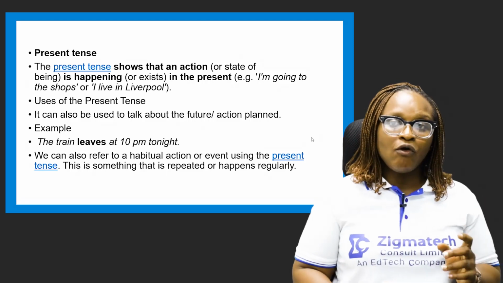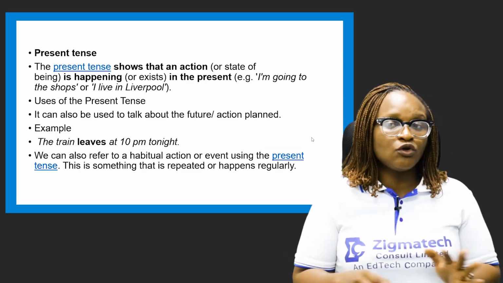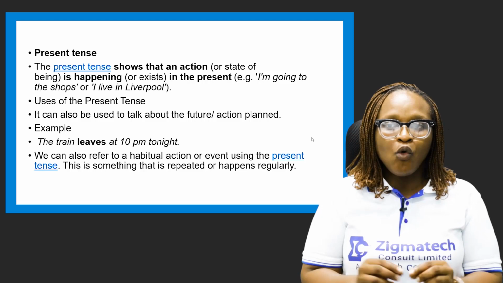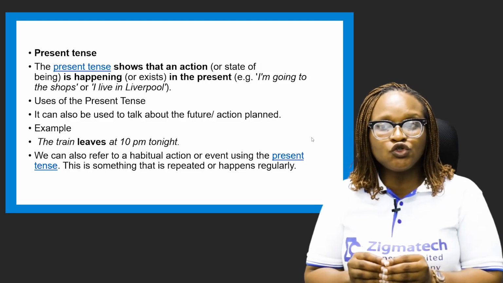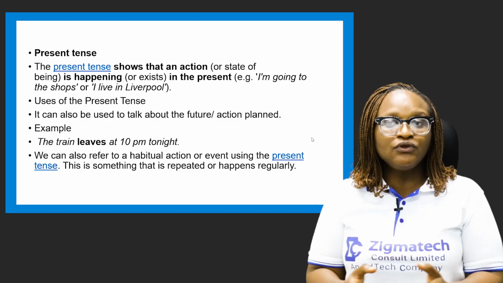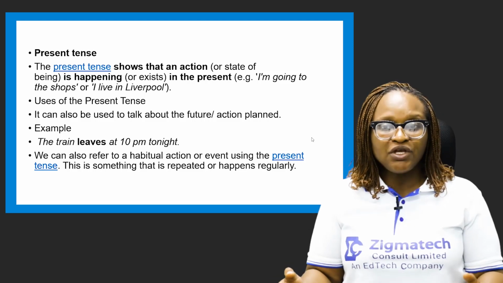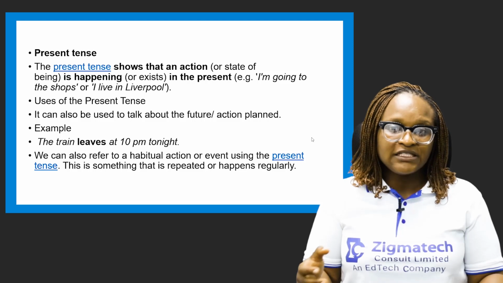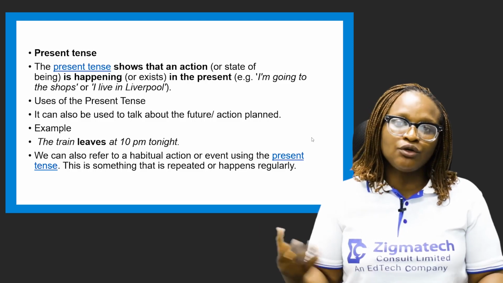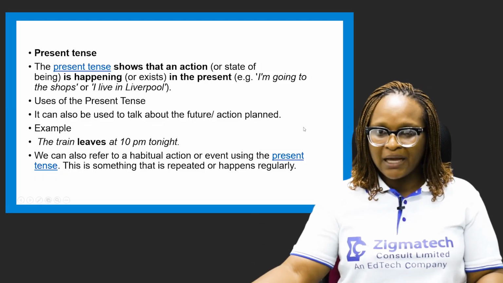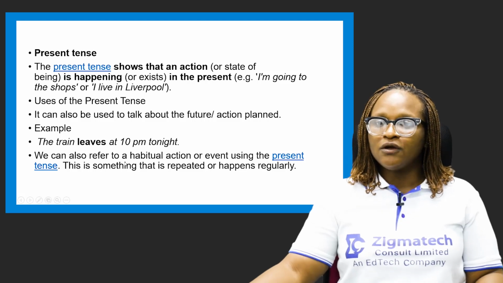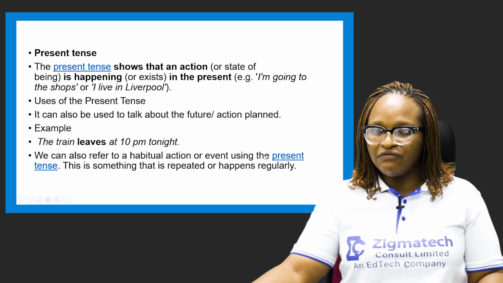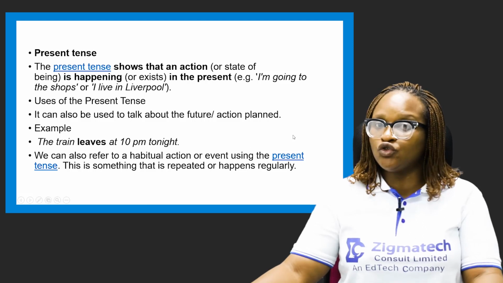Present tense has four functions. It can be used in four ways. One, it's used to show action planned. Example, the train leaves at 10 p.m. What's the present verb form there? Leaves. That's the present showing what? Action that has been planned. So we also refer to a habitual action or event using what? The present tense.